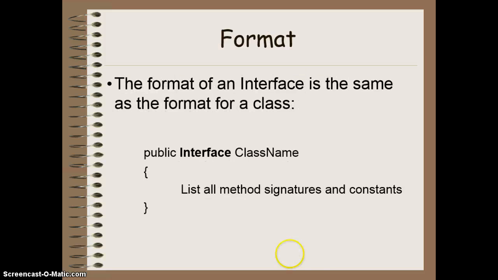So an interface basically looks exactly the same as a class does. The only difference here is instead of being called a public class, it's now a public interface. And the other difference is inside of that body, I only list the signatures and constants. I don't list any actual code. So they're just empty method signatures and constants that have been declared. Nothing else. There's no actual data or content within there.